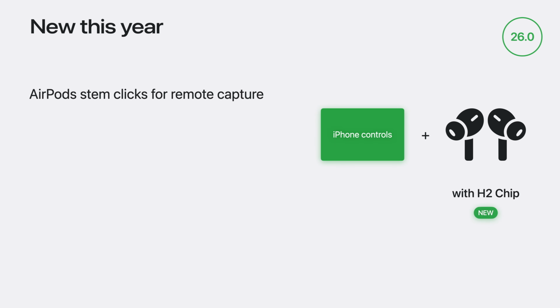This year, we are excited to announce that AV Capture Event Interaction will also support primary actions triggered by clicks on either AirPod stem, specifically from AirPods equipped with the H2 chip. This will allow the user to remotely capture unforgettable moments without needing to interact with their phones. For those who have already adopted the API, this feature will come for free with iOS 26.